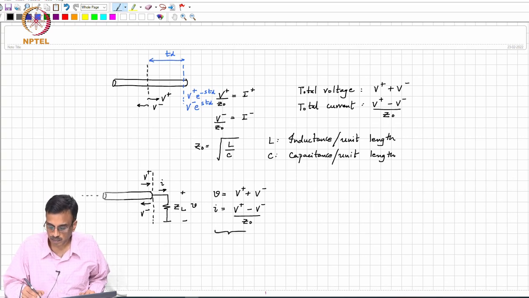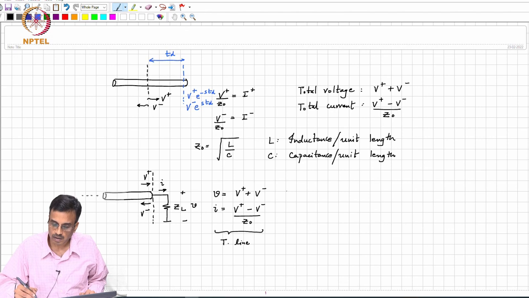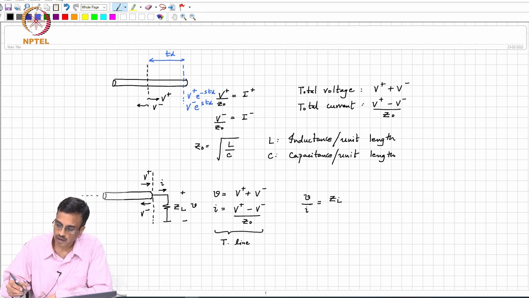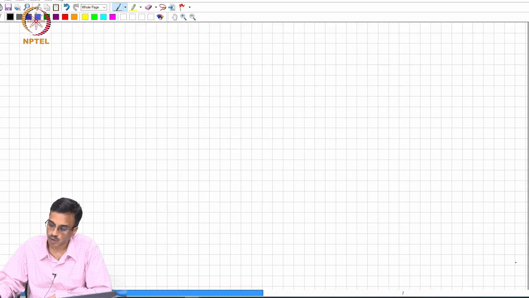This is the constraint imposed by the transmission line, and the terminating impedance, however, imposes a constraint due to Ohm's law: V by I is nothing but ZL. So this means that we should now be able to figure out what the reverse going wave is in terms of the forward going wave, and that is what we will do going forward.